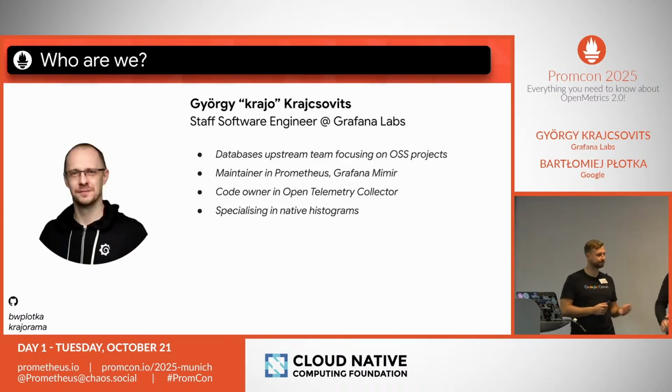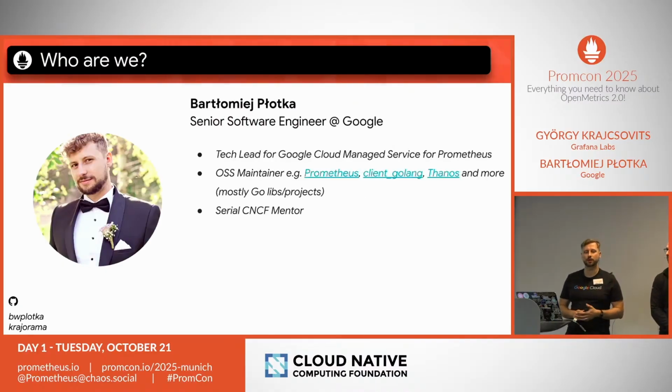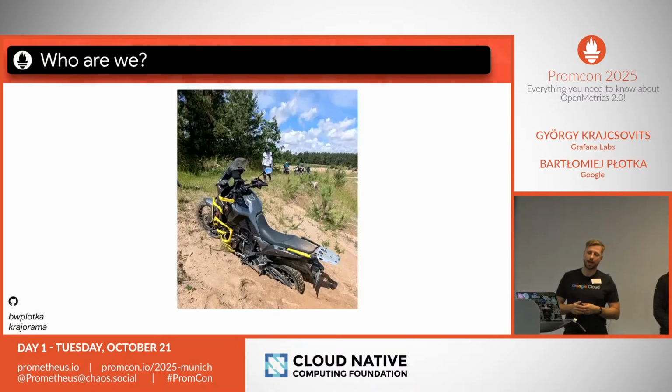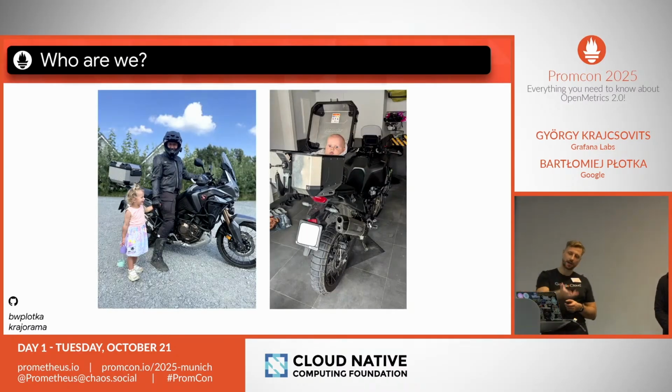I'm here with Cryo. Yeah, my name is György Krajcsovits, Cryo for short. I work at Grafana and I'm a maintainer in Prometheus, Grafana Mimir, and a co-owner in OpenTelemetry, and I specialize in native histograms. And my name is Bartłomiej Płotka. I work at Google. I'm responsible for Google Managed Prometheus and I maintain lots of stuff, usually in Go, in open source. I'm also mentoring. I wrote a book called Efficient Go. And last year in my free time, I started motorcycling. But this year, I had extra fun sharing this passion with two new humans. I try my best to include them, right?